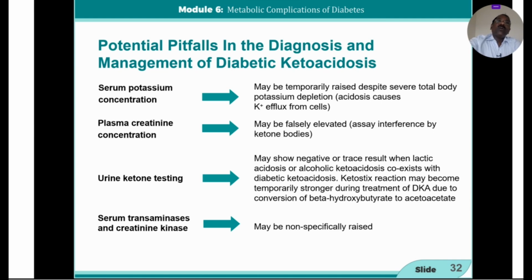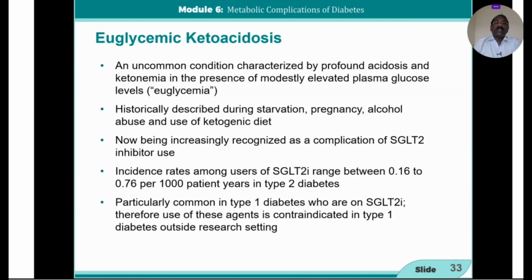Even the same, the total count may be elevated, so don't think that the patient is having a gross infection. So these are all possible. These are some of the pitfalls in DKA. Euglycemic ketoacidosis is an uncommon condition, characterized by profound acidosis and ketosis in the presence of modestly elevated plasma glucose levels. Euglycemia.